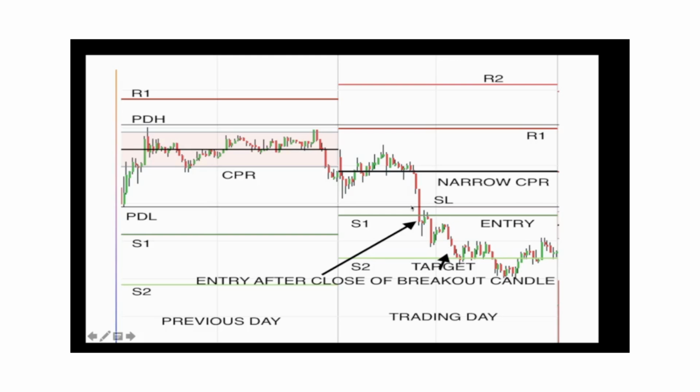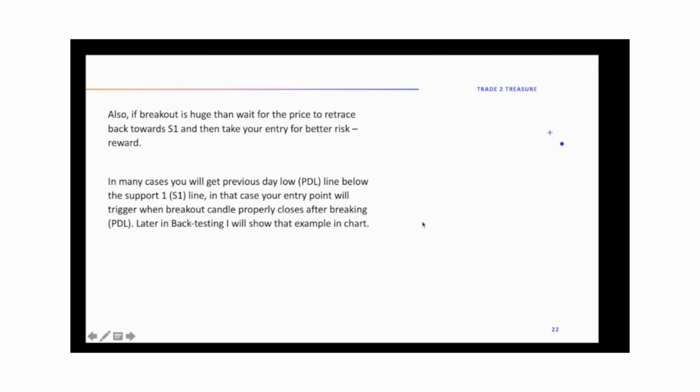See here your entry candle, which is this one. It got close after breaking PDL, which is this line, and S1, which is this line. So you have to take the entry only when your breakout candle, which is this red candle, is closing and breaking both the supports, which is PDL and S1. Now, once it got close, then near S1, you can take your entry point.